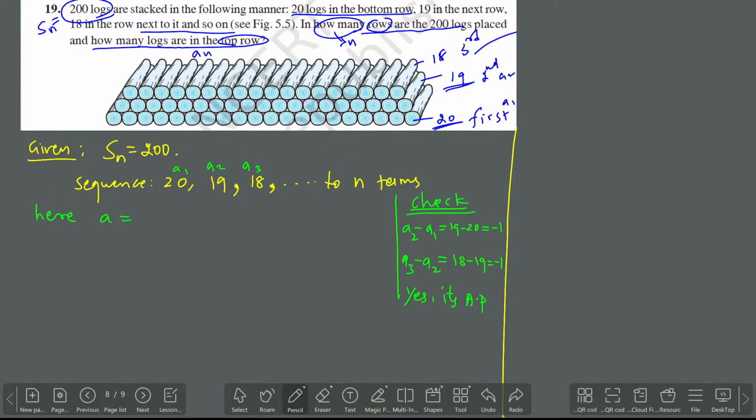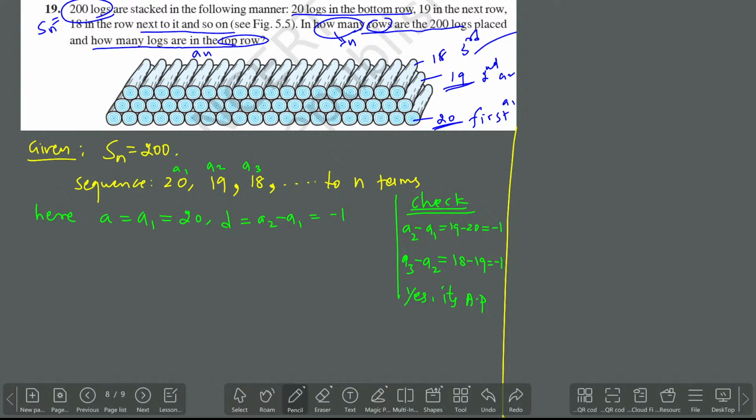A equal to A1, A1 value 20. And the last term is not given, then you will use the D value. D value is what? A2 minus A1 equal to minus 1. From the checking I am taking, or else when you use also you will be getting the same. Right? Sn is given, okay. N value we don't know. By using Sn we can find N. Later we'll find An. Is it okay?